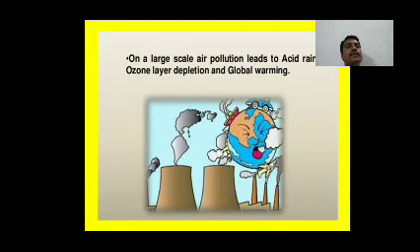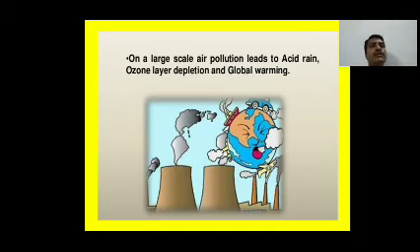On a large scale, air pollution leads to acid rain, ozone layer depletion, and global warming. These effects are caused by air pollution. Acid rain: rainwater with a pH of less than 7 is called acid rain.